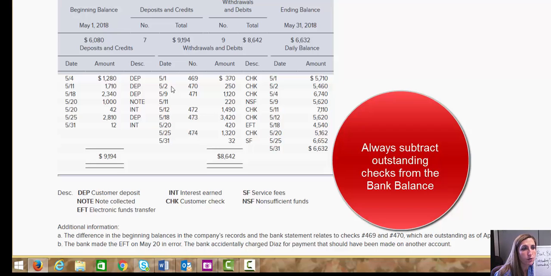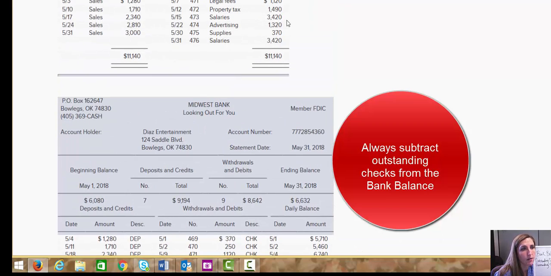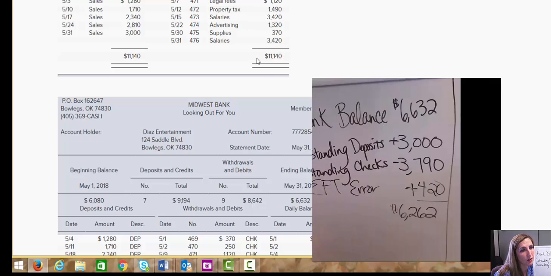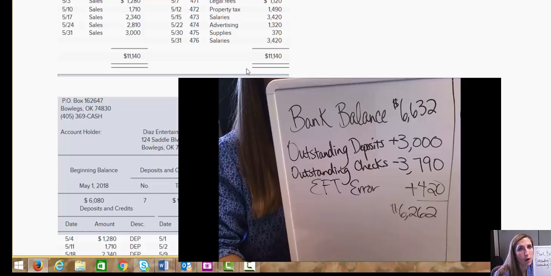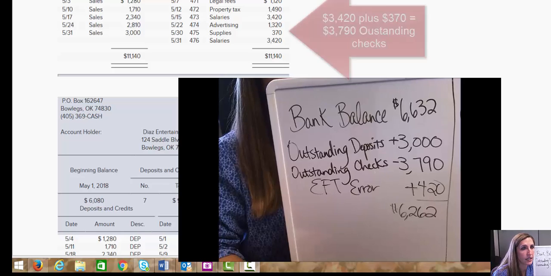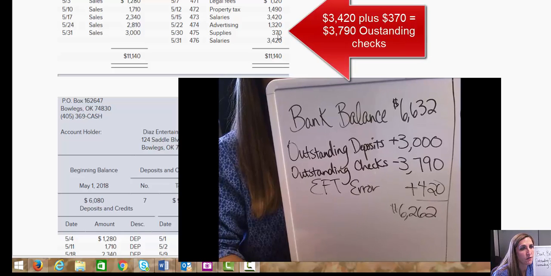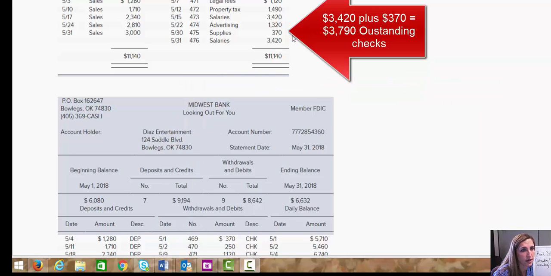But checks 475 and 476, if you scroll up to the top, those were written in May, and they've come out of my account for the company, how I listed it on my accounting records, but they have not cleared the bank yet. So you'll see on the whiteboard, I have listed outstanding checks for $3,790. That is the combination of those two outstanding checks added together. That's always a subtraction item. I will always subtract those items.